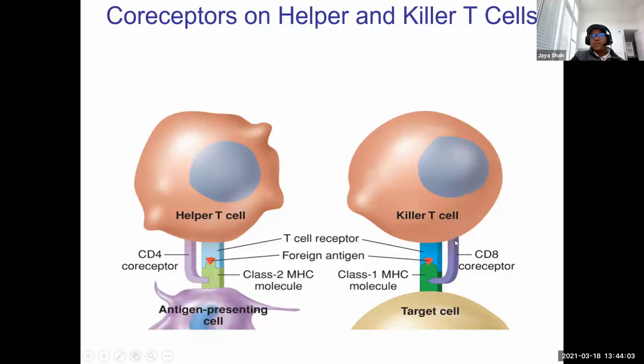And killer cell is helped by CD8 glycoprotein to recognize it. And CD8 is part of killer cells. Okay, so this is how T cells, both helper and killer, recognize the antigens when it is presented to them. So killer T cell gets the help of CD8, and helper T cell gets the help of CD4 co-receptors.